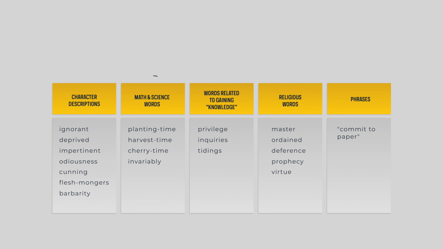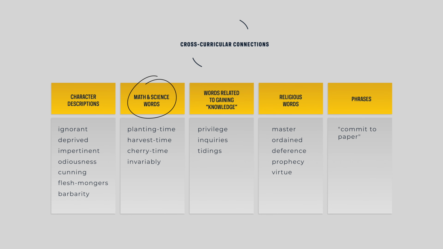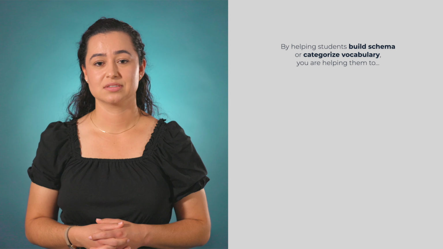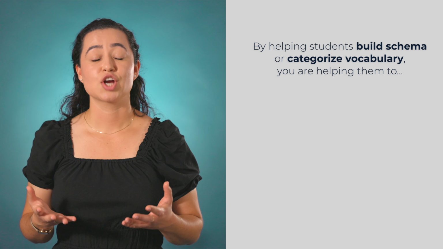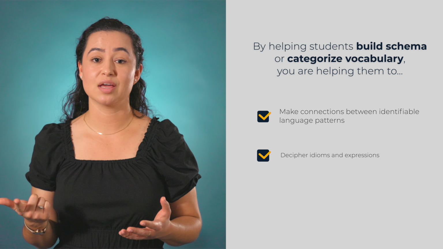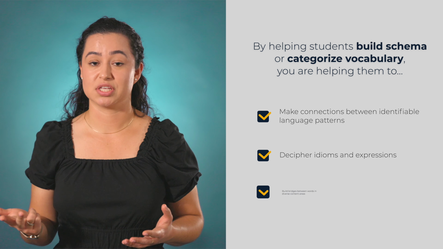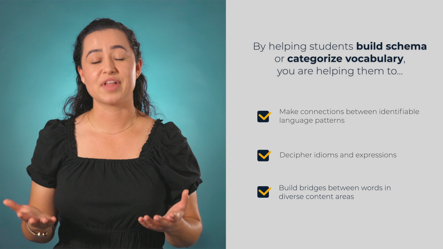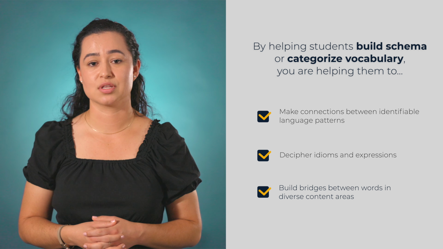In addition, you can create content categories, like our math and science category here, to make cross-curricular connections. You can even have students add images in order to further strengthen their understanding. By helping students build schema or categorize vocabulary, you're helping them to make connections between identifiable language patterns, decipher idioms and expressions, and build bridges between words in diverse content areas, with the goal always being to flex and strengthen their vocabulary muscles while promoting higher order thinking skills.